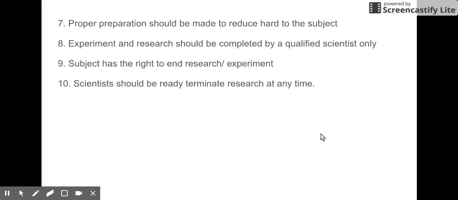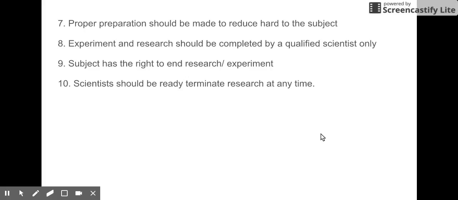Proper preparation should be made to reduce harm to the subject. So preparation needs to be done to ensure we've got the health and safety sorted, the risk assessment, making sure that harm that could come to the participant has been decreased to the minimal. Experiments and research should be completed by qualified scientists only. So someone who's qualified to do it and knows what they're doing, not just someone off the street that doesn't have a clue and might cause harm.